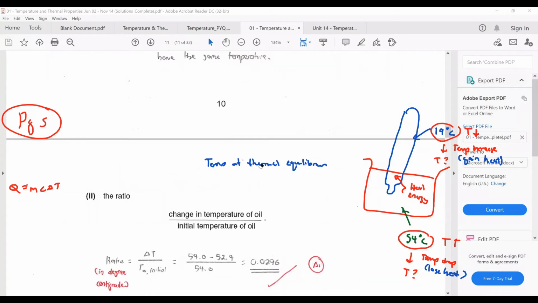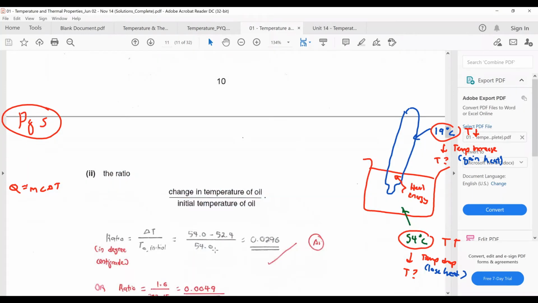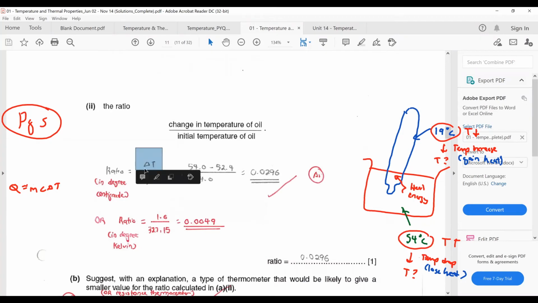Now after that, they ask you to find the ratio of the change in temperature of the oil to the initial temperature of the oil. Your initial oil temperature is 54. The 52.4 minus 54 will give you your change in temperature. So the ratio of change in temperature to initial temperature is 0.0296. All right.